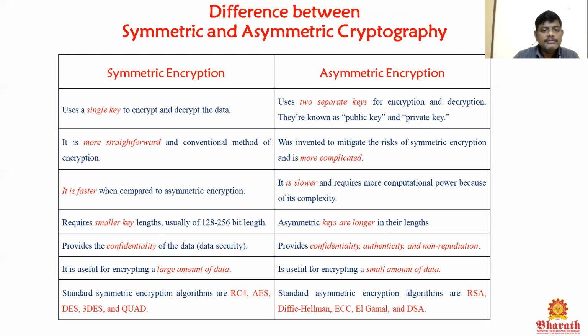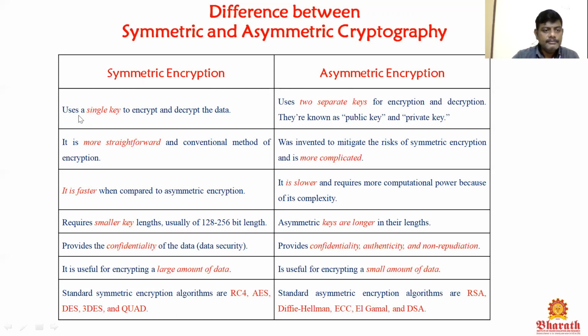Either we have used the same key for encryption and decryption, or we have used a different key for encryption and decryption. If we have used the same key for encryption and decryption, it is called symmetric encryption or symmetric cryptography. If we have used two different keys for encryption and decryption, it is called asymmetric encryption or asymmetric cryptography. We'll see the differences between symmetric cryptography and asymmetric cryptography.